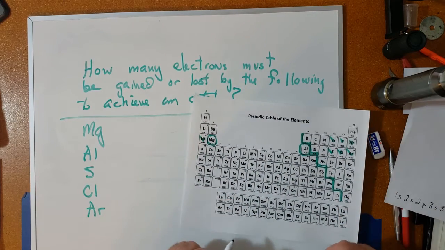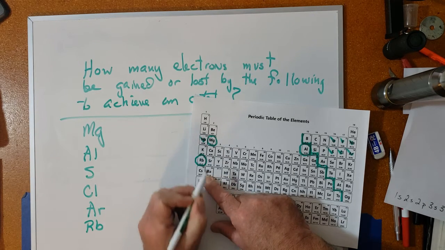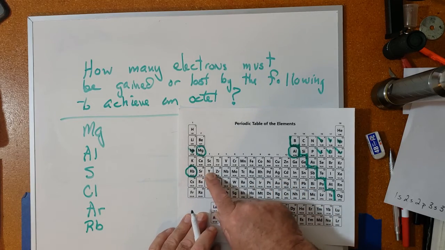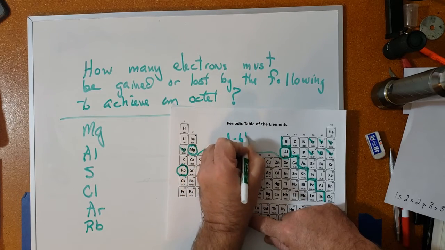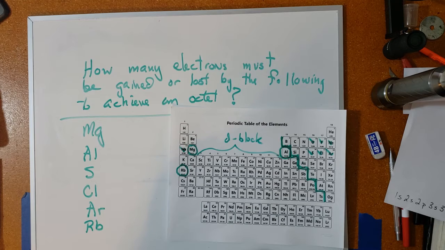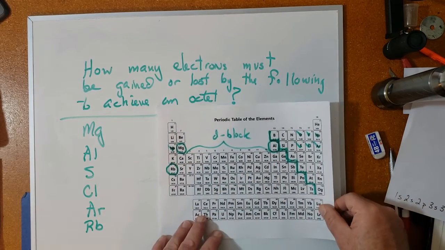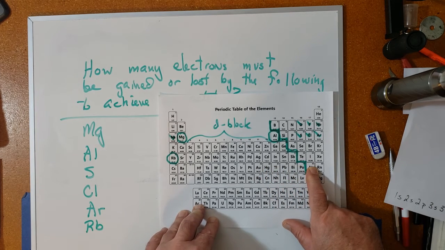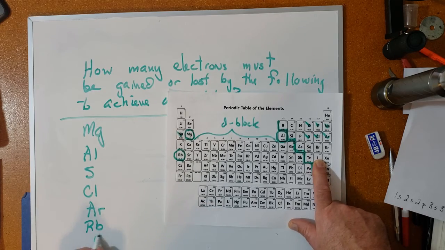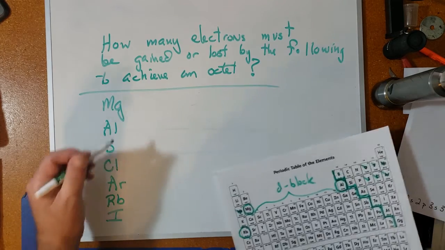And let's throw a few others in there. Let's do rubidium. And we're going to have to skip the transition metals. Remember, the transition metals are the D block elements, and the electron configurations of the D blocks make it a little bit harder to analyze. We want to stick with the main group elements, the first 2 and the last 6. They're easier problems to do. And let's do iodine. So there we go: magnesium, aluminum, sulfur, chlorine, argon, rubidium, and iodine.